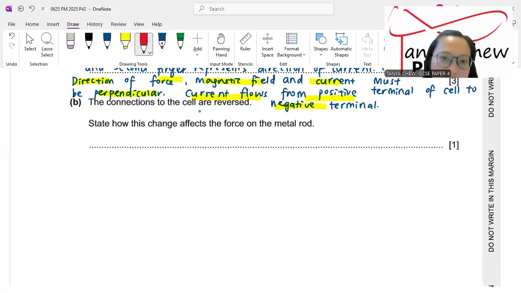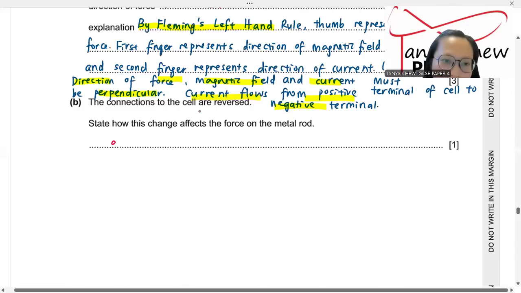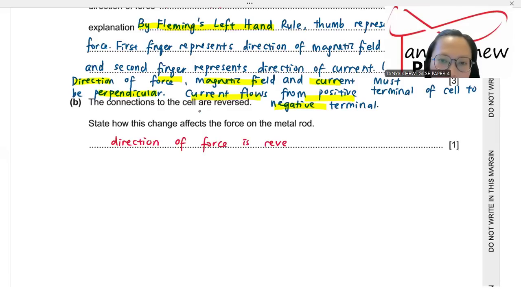So how does this change affect the force on the metal rod? Direction of the force is reversed. But the magnitude of the force is still the same. Same magnitude, it's just that direction changes. You can also say outwards. No problem, outwards.